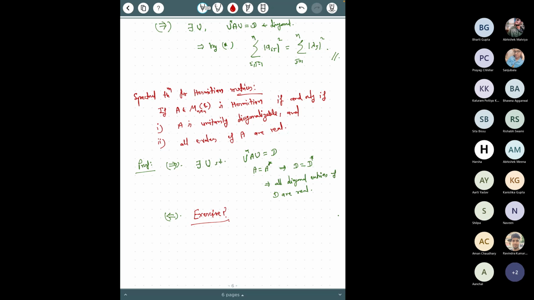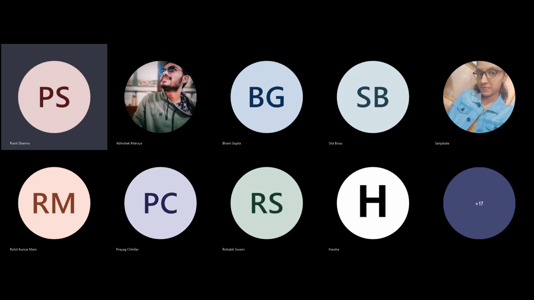So in general, we cannot say that these eigenvectors corresponding to distinct eigenvalues are orthonormal or orthogonal. We can say that they are linearly independent. We cannot say that they are orthogonal. But if the matrix is Hermitian, then you can say that eigenvectors corresponding to distinct eigenvalues are orthogonal. Not only linearly independent, they are actually orthogonal.